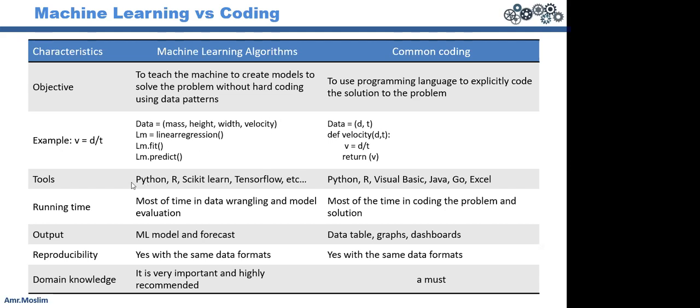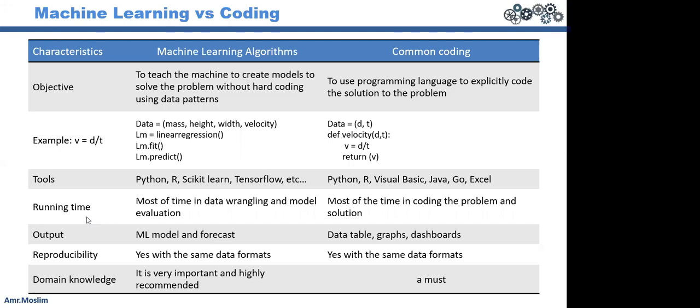The tools we can see here, we have a bunch of tools for each of them. In common coding, we have all the programming languages, plus Excel as well. In machine learning, we have Python or scikit-learn, which is a library for performing machine learning models. We have TensorFlow, which is another library from Google that performs certain models and equations and the steps for machine learning models and deep learning, of course.